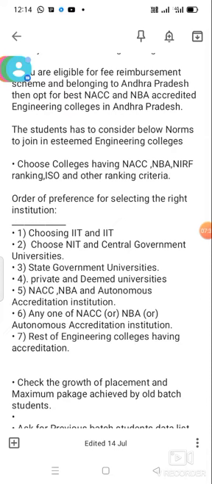Even if you did not get a seat in the NITs and central government universities, try to go to the state government universities of your own state, or even if you are non-local, you can try to opt for state government universities in other states also. Why? Because every state government has some 10% of seats reserved for non-local candidates. So you can join state government universities in other states also.